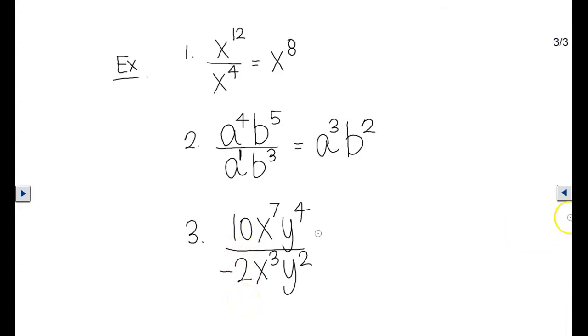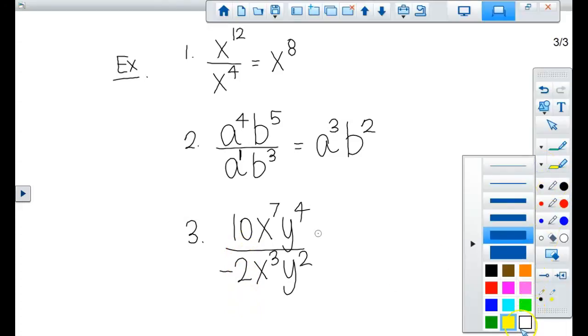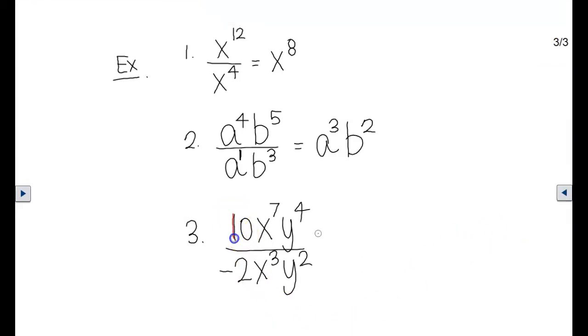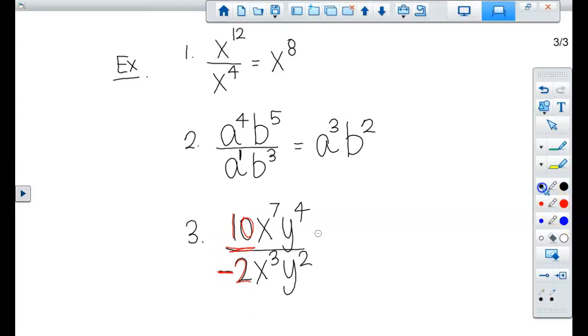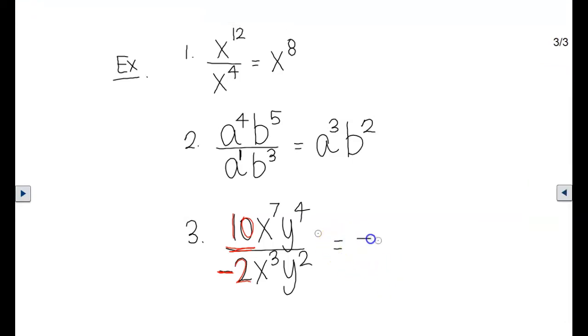So if I'm doing 10x to the 7th y to the 4th divided by negative 2x to the 3rd y to the 2nd, when I go to those coefficients, I'm going to do what the problem says to do. This problem tells me that I need to take the 10 and divide it by the negative 2, because this is a division problem. So 10 divided by negative 2 would be negative 5. And now I'll use my quotient rule with these powers and subtract my exponents. So x, I'll do 7 minus 3 to get x to the 4th. And then y, I'll do 4 minus 2, which will give me y squared. So I'll get negative 5 x to the fourth, y to the second as that answer.